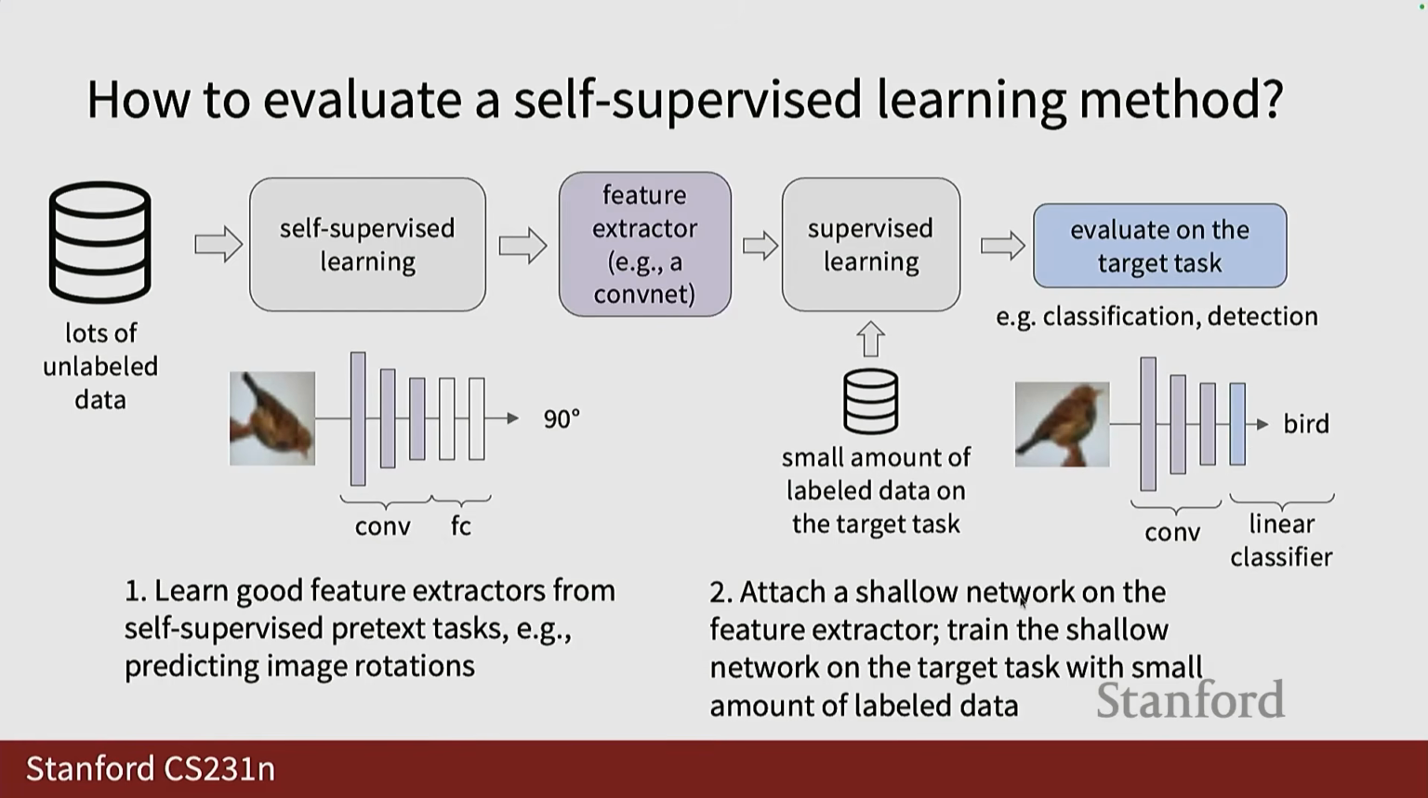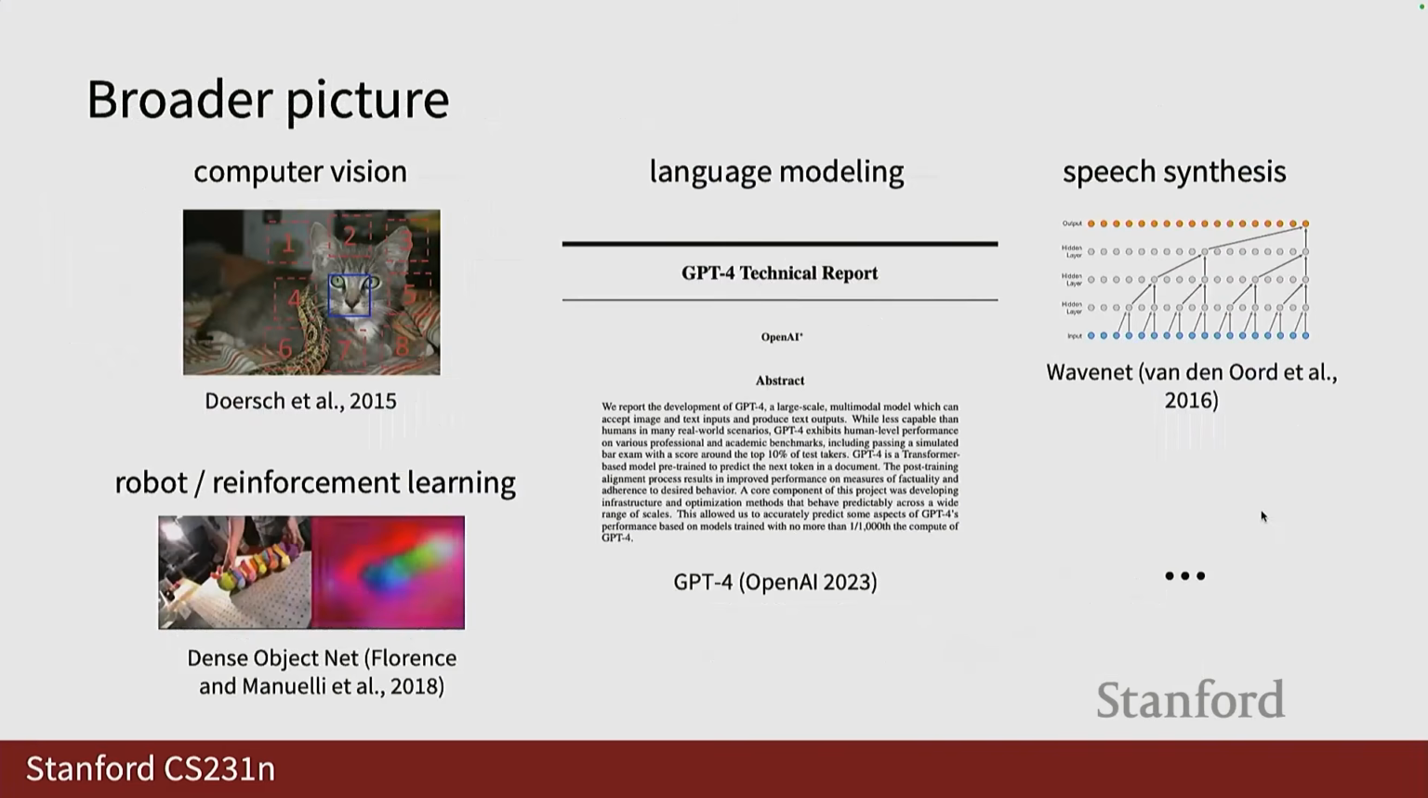So we often look for a shallow network, because if the features are good enough, then we don't need to do a lot of training on getting the class labels out. So this is self-supervised learning in general.